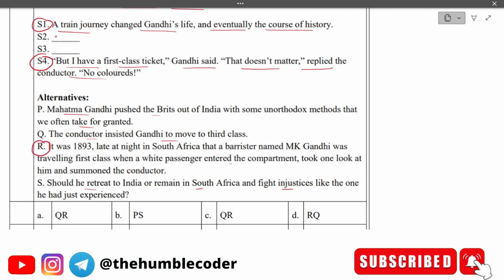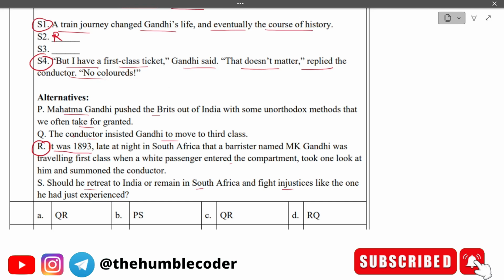Okay, so here R will come. Why so? Let's read this. See, option R is basically setting the scene. Because when you read the statement first, it is saying a train journey changed Gandhi's life and eventually the course of history, right? And then this is setting up the scene of the paragraph, right?